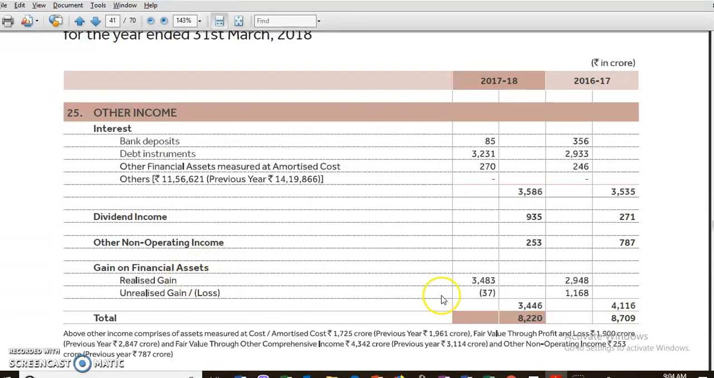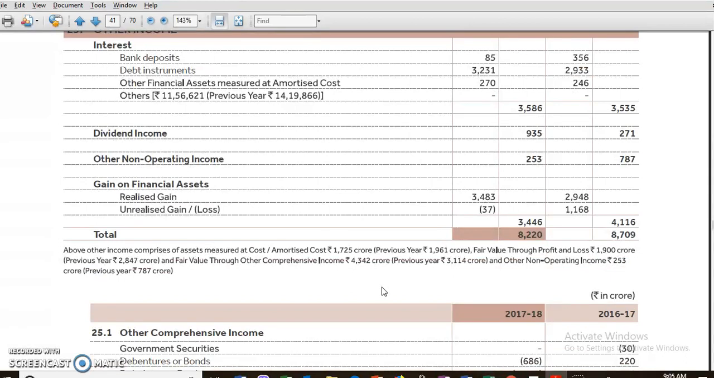And then there is gain on the financial assets, which means these have been sold or disposed of. So they have been selling the assets, and this is how they are gaining money on the financial assets. Unrealized means a loss of value, maybe at the market value. So the market value has gone down for the ones which they still hold. So this is the other income.